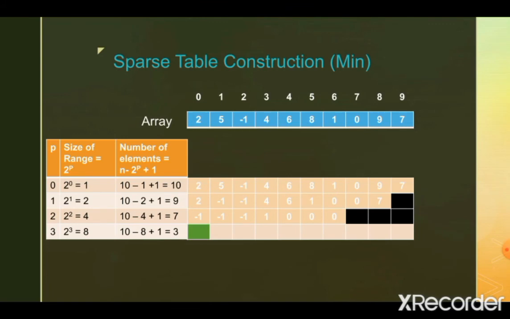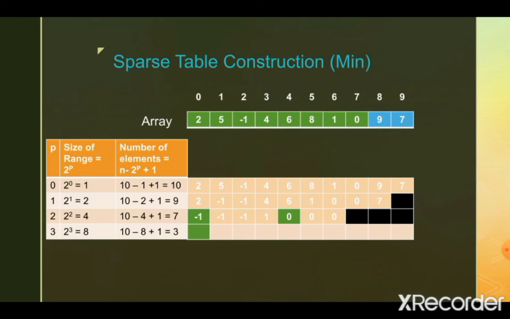Now finally let's see how we can compute the value of the first element in the final row in this sparse table. This element corresponds to a range of length equal to 8 in the original array as highlighted in green color, and the range is from 0 to 7 inclusive. This range can be divided into two equal parts of length 4. From 0 to 3 is one part and from 4 to 7 is another part.